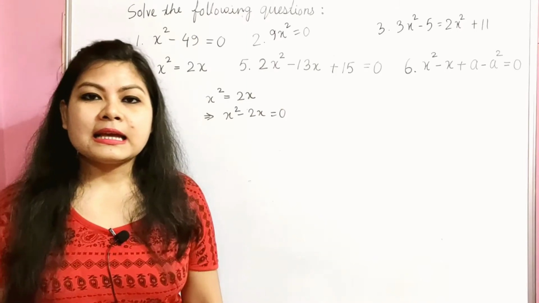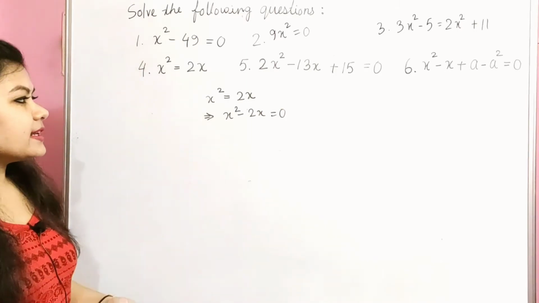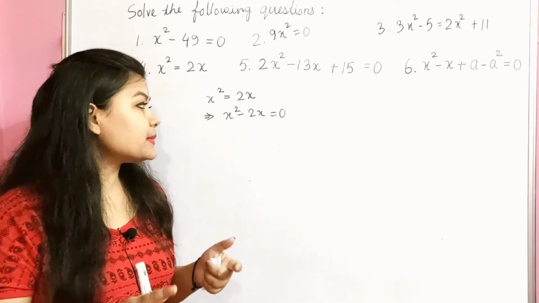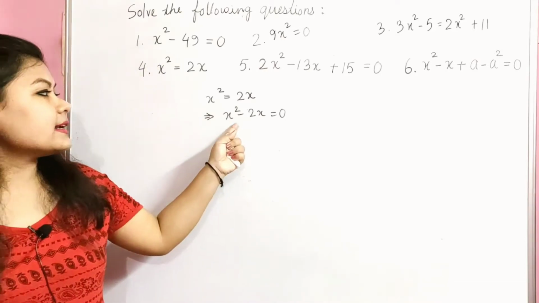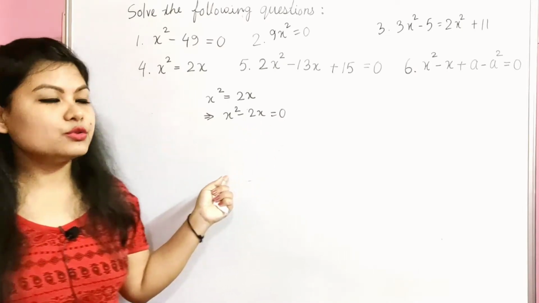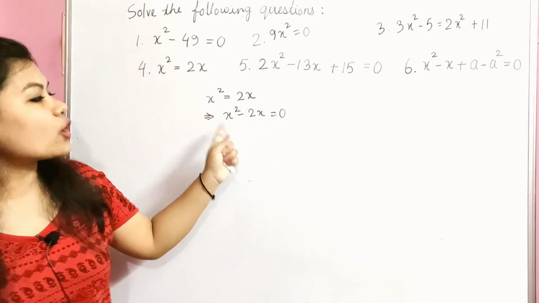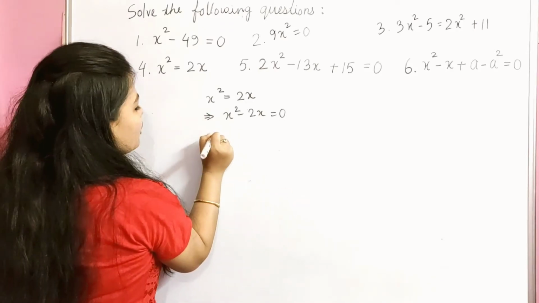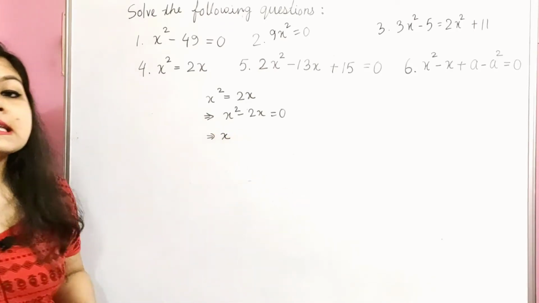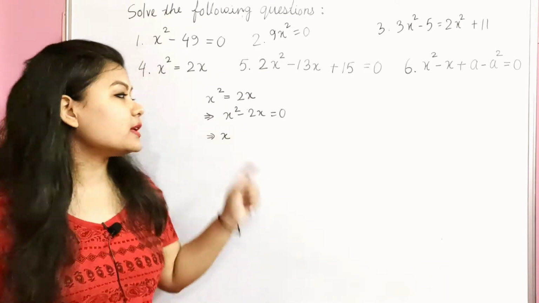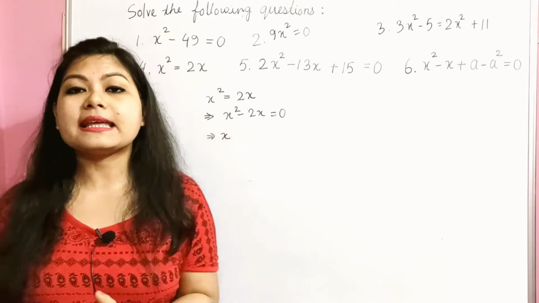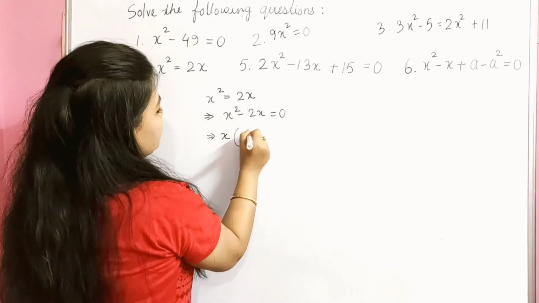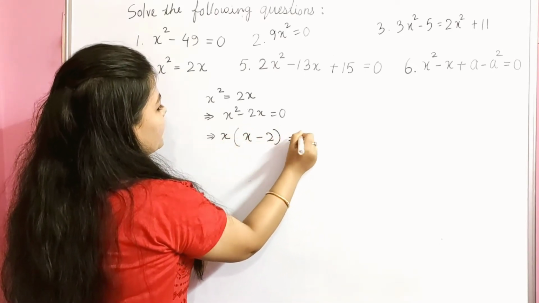Here, first of all, we will find out whether there is any common value in between these two terms. If you observe the values, you will see that x is a common value in both terms. Therefore, we can take x common. Since x is a common value in both the terms, that's why we can take x common. Now, taking x common, what remains is x minus 2 equal to 0.